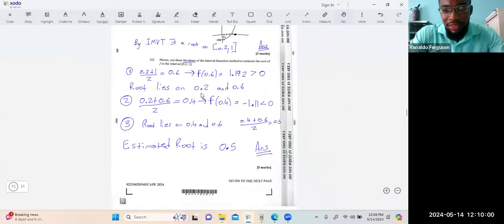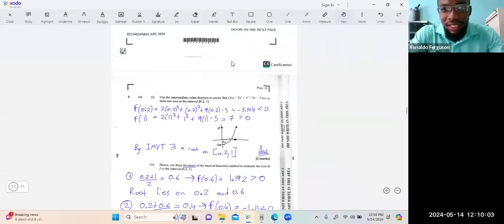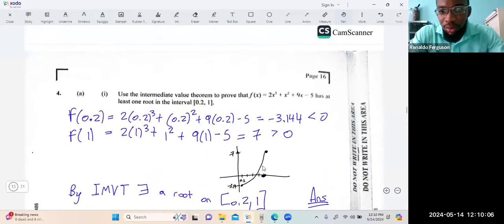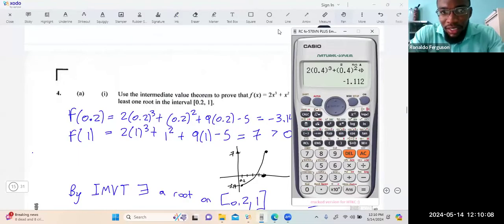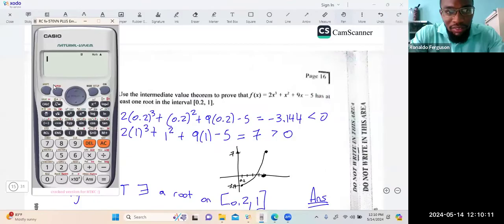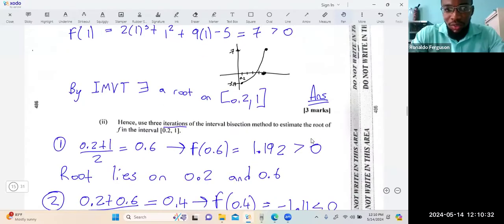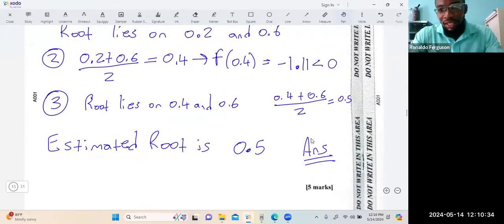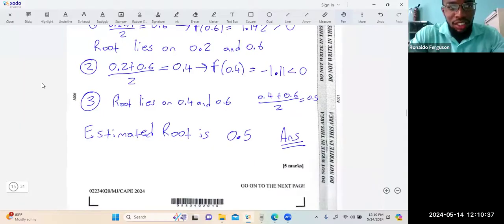Now what I always ask is that you do this: it's a cubic equation, so take out your calculator. Go on mode, go on equation, go on cubic. A is 2, B is 1, C is 9, D is negative 5. Look at that, the exact answer is half, and we got half as well. So we know we're correct. The estimated root is half and the answer is half. So you finish, you're done.